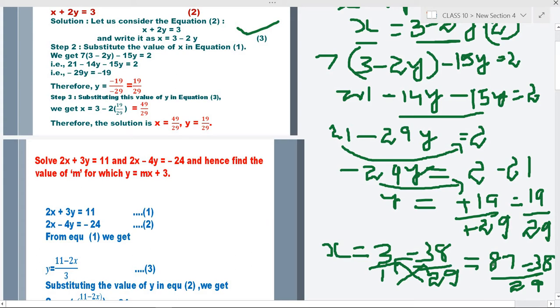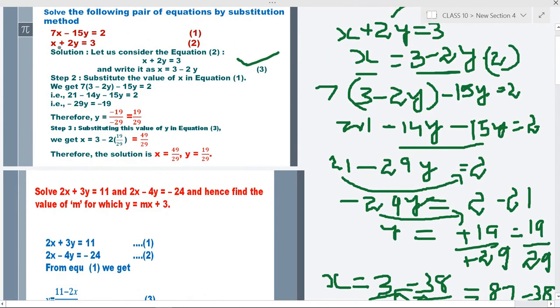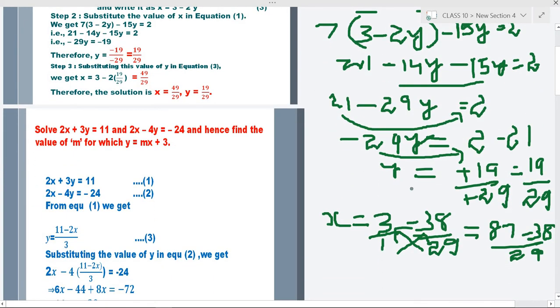And you will get the value of x as 49 upon 29. And you already got the value of y is equal to 19 upon 29. Now, if you want to verify whether your answers are correct, then you can replace these values in any of these two equations. You will get the RHS. It means your answers are correct. This is how we verify. But usually we don't get so much time to verify, so be very confident that you do the sum properly.